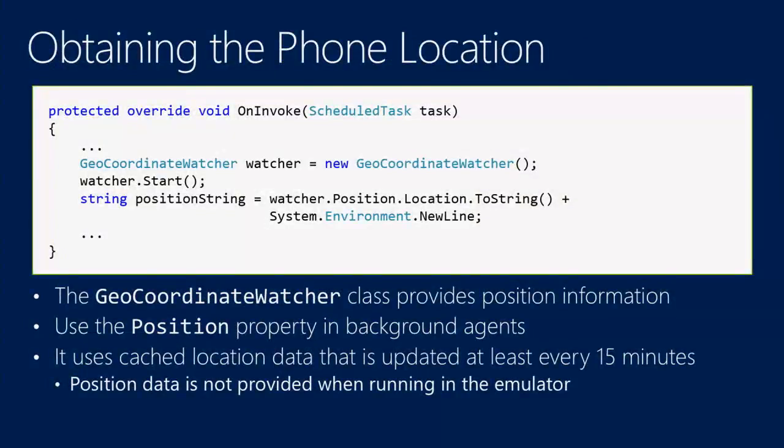When the application's invoked, I say, get me a thing that watches the geo-coordinates, start it running, and then go and get the position string, which is basically the location property, turn it into a string, and bang, you land on the end. And that's effectively my location information as a bunch of coordinates.